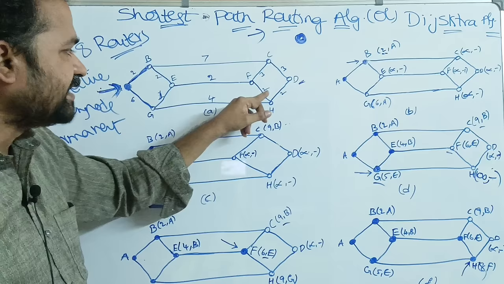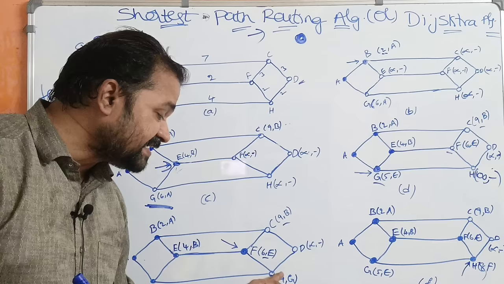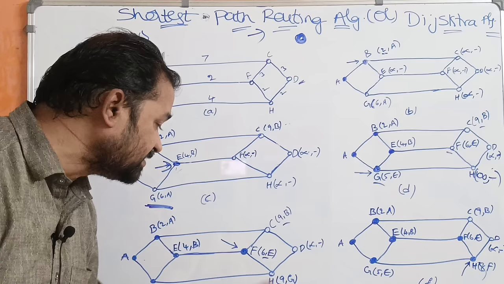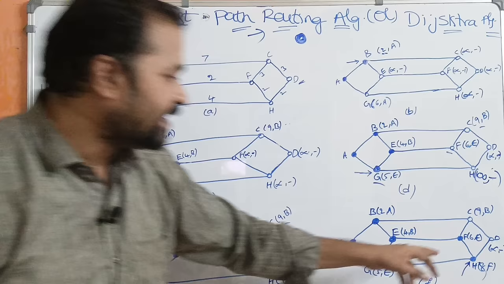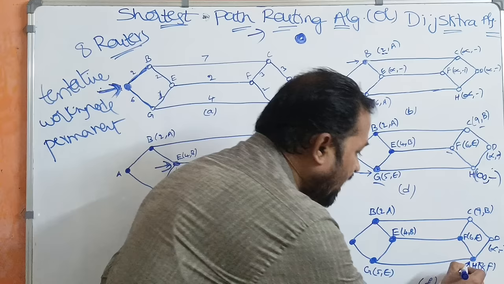So previously the cost is 9, but now we got 8. So 9 comma G is updated with 8 comma F. So next, out of 9, 8, which is the smaller value? 8 is the smaller value. So now we have to explore this node. So from H directly we can go to the D. So this is the path here.